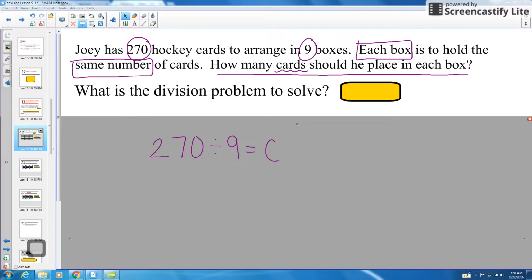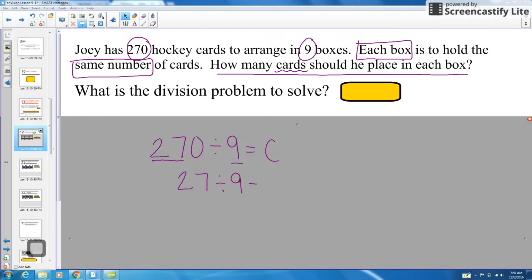So when we look at 270 divided by 9, we're going to look for a basic fact, just like we did with multiplication, only our basic facts are going to be a little bit bigger because we're technically starting with the product of our multiplication problem. So we have 27 divided by 9.